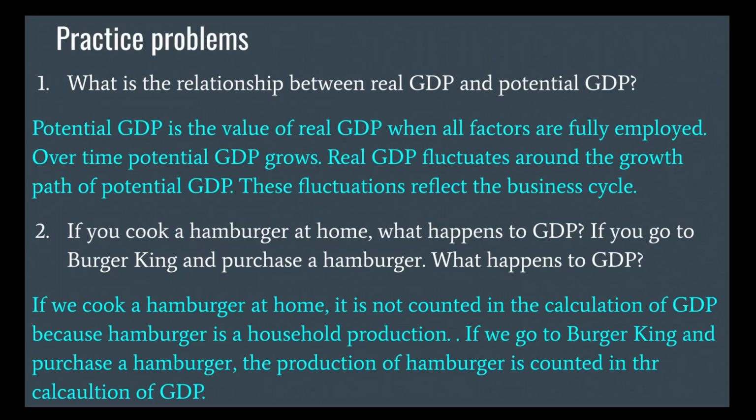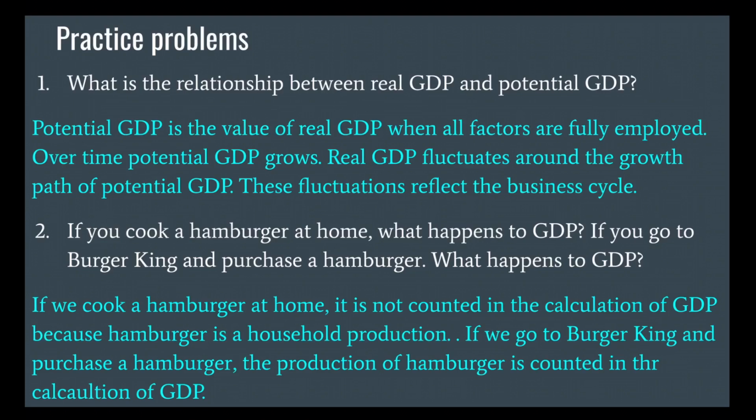Practice problems. What is the relationship between real GDP and potential GDP? Potential GDP is the value of real GDP when all factors are fully employed. Over time, potential GDP grows. Real GDP fluctuates around the growth path of the potential GDP. These fluctuations reflect the business cycle.